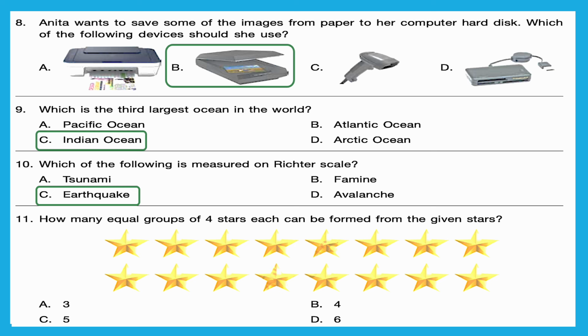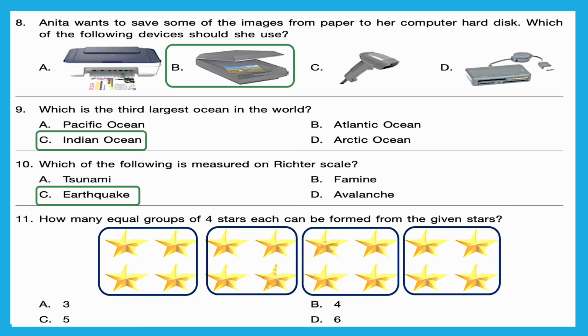Question 11. How many equal groups of 4 stars each can be formed from the given stars? Let's make the groups. 1, 2, 3 and 4. The right answer here is option B, 4.